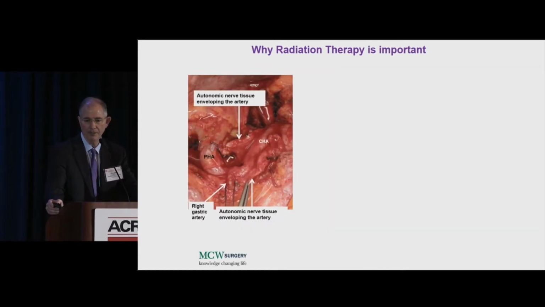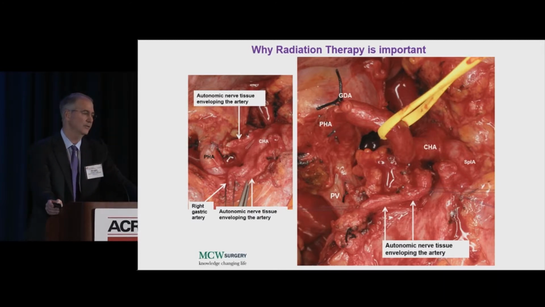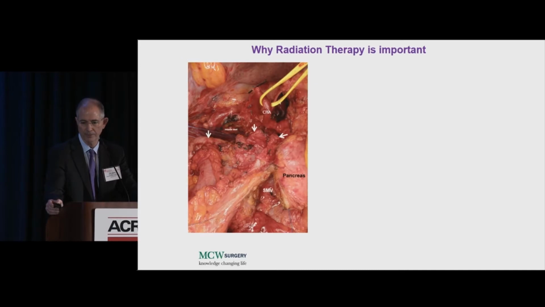So you can see here the autonomic nerve now with the artery in the middle, and that's what it looks like in a more high-powered view. It's now been separated completely from the common hepatic and the splenic arteries, but you can see that nerve. It's a grossly visible structure. And then we divide the pancreas along the anterior aspect of the superior mesenteric portal vein confluence.